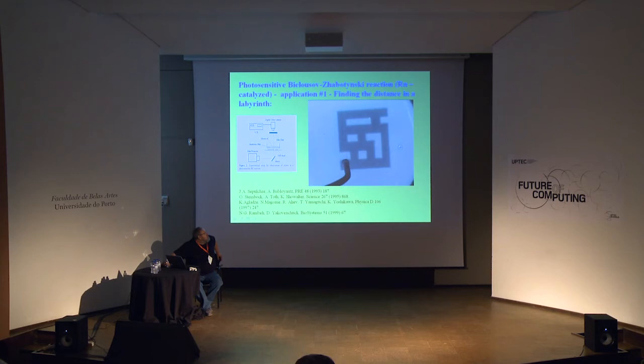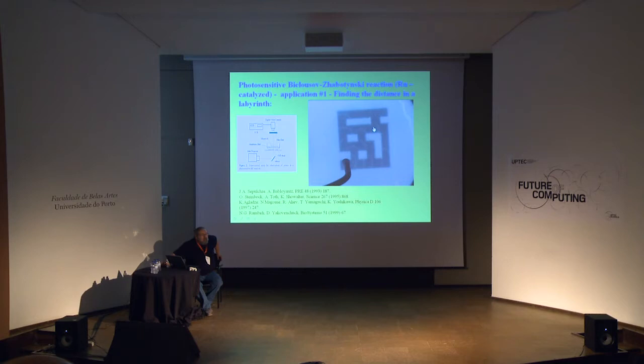Well, the answer is simple. Let's excite the wave. It takes some time, but finally the wave arrives at the point I'm interested in. So if I know the wave propagation time, I can tell that the distance in the labyrinth between one point and another is the time at which I observe the wave at the point of my interest, divided by the velocity of the wave, which, well, depends a bit on curvature, but not that much.